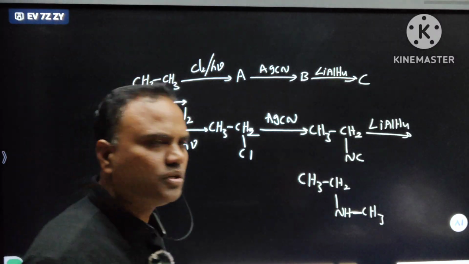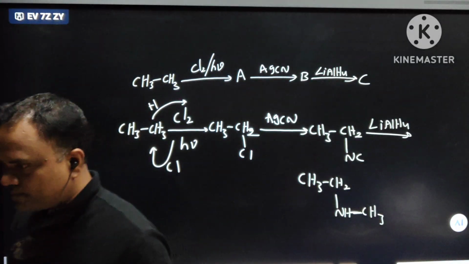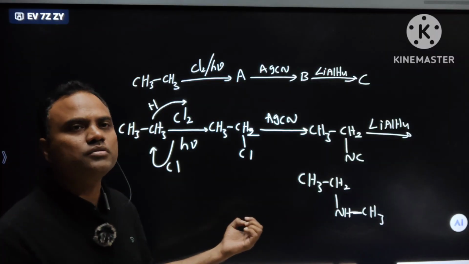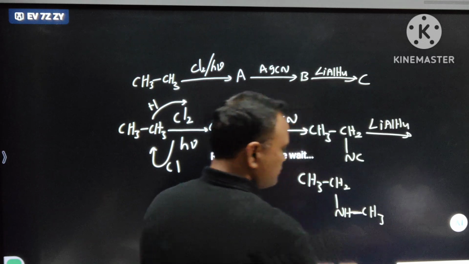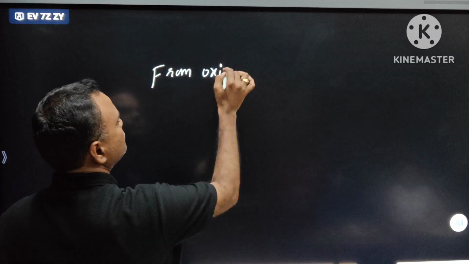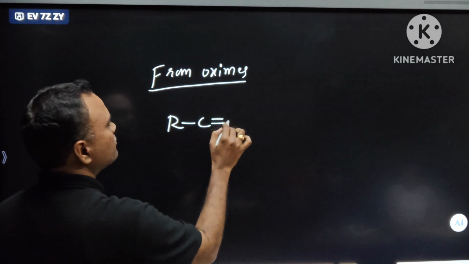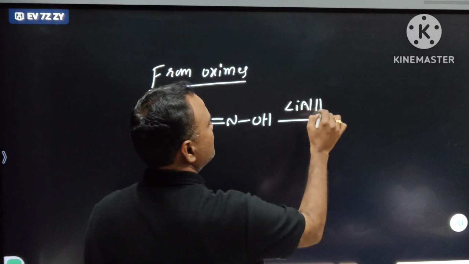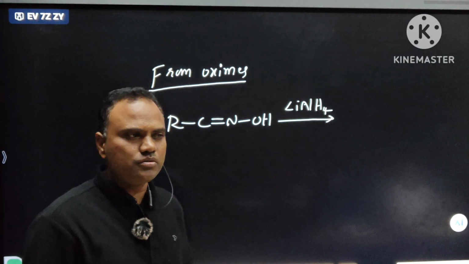From oximes, next keep heading: preparation from oximes. Have you completed this, all of you? Oximes formula: R C double bond N OH. Oximes with lithium aluminum hydride. This is also a concerted type. Mechanisms are there but very difficult to learn.